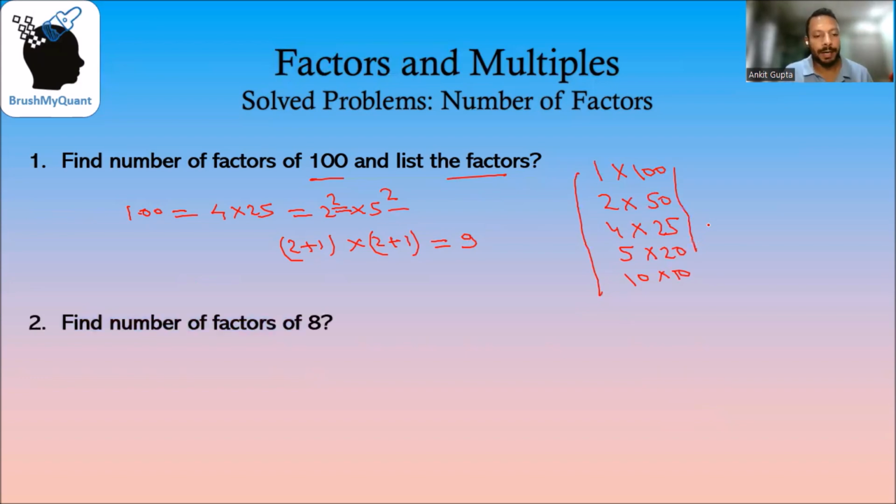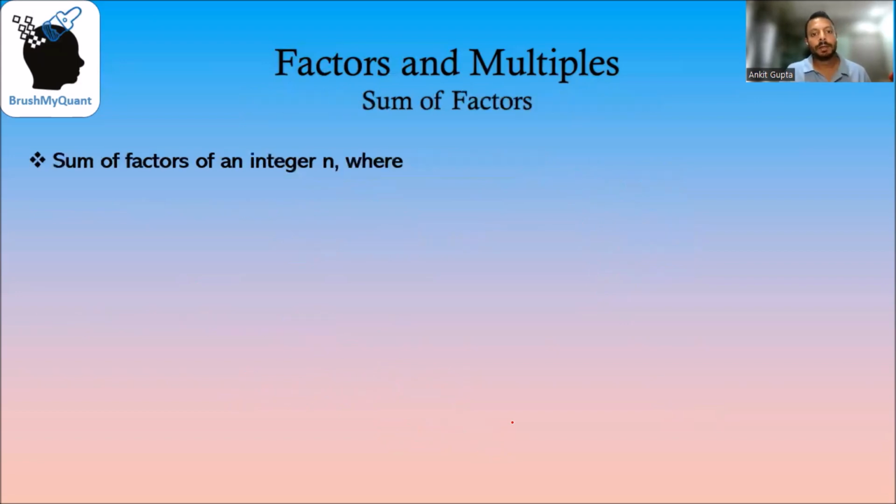Let's try one more. Find the number of factors of 8. Now 8 can be written as 2 cube, making the number of factors 3 plus 1, which is 4. And what are those 4 factors? 1, 2, 4, and 8. So this is how easy it is to find the number of factors of a given number.